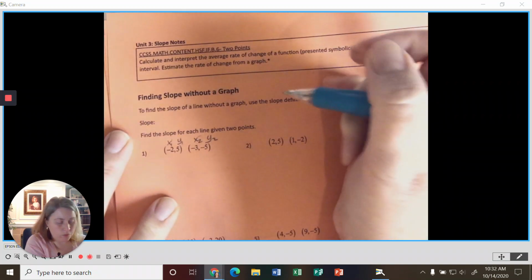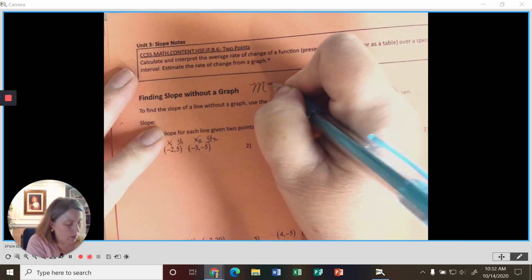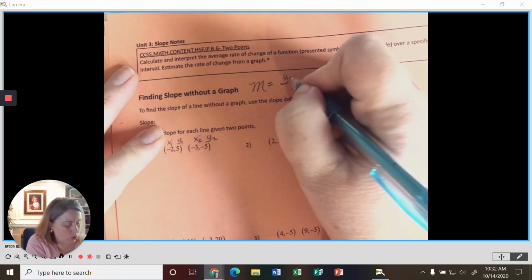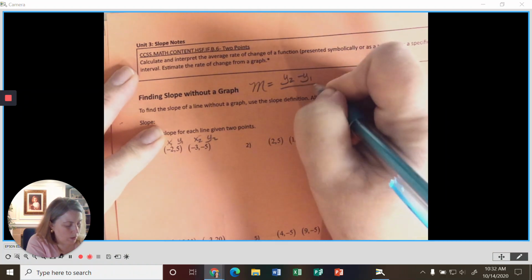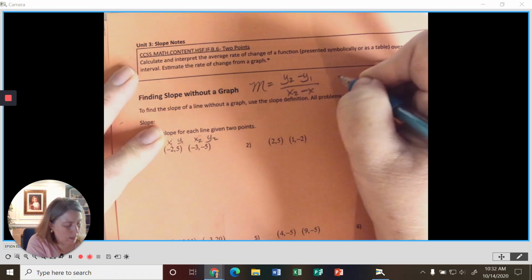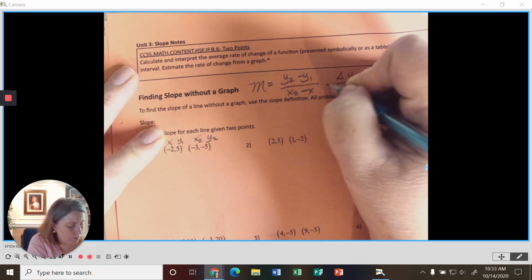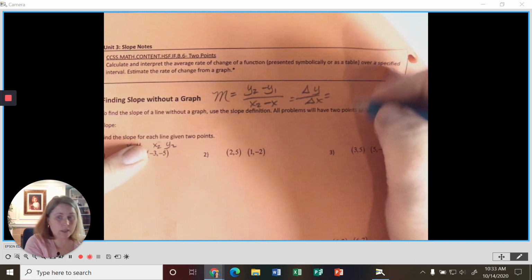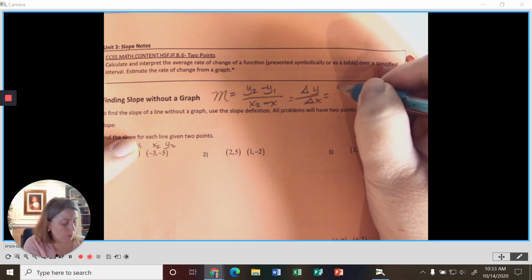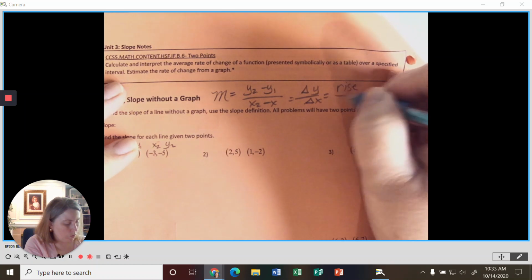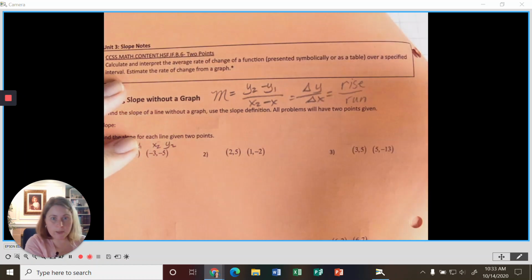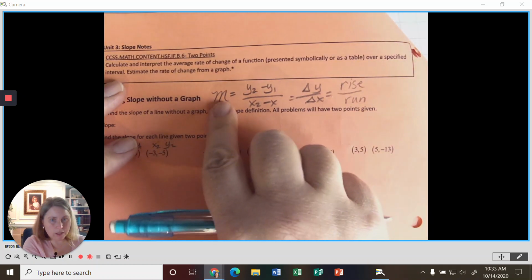And remember our slope formula. Let's go ahead and write that. At the top, it's y sub 2 minus y sub 1 over x sub 2 minus x sub 1. So that's delta y over delta x. And then just so we have another way, it's also simply referred to as rise over run. Those are all represented with a lowercase m.